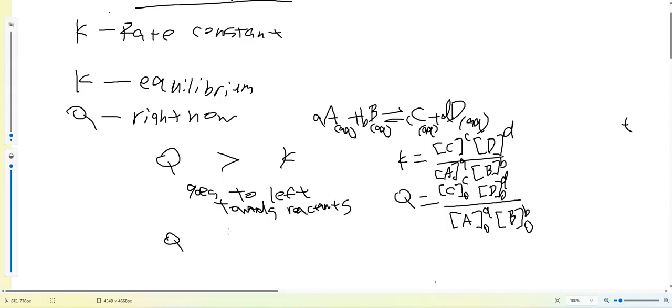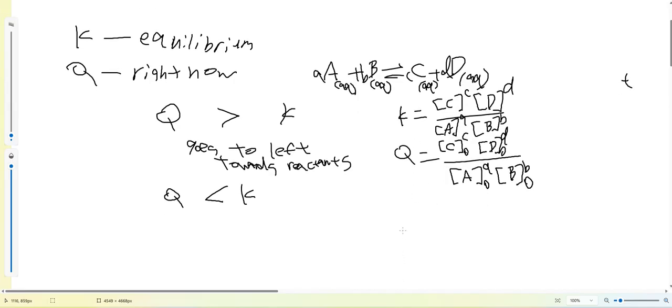If Q is less than K, that means that the denominator is too big now. If Q was greater than K, that means that our numerator is too big. If Q is less than K, that means our denominator is too big. It's math, really, fraction math. So this means that it goes to the right, towards the products.